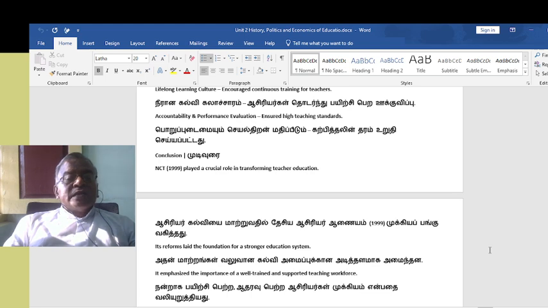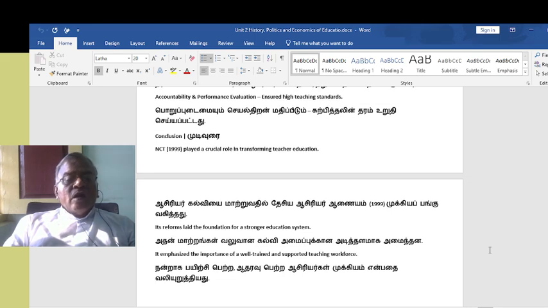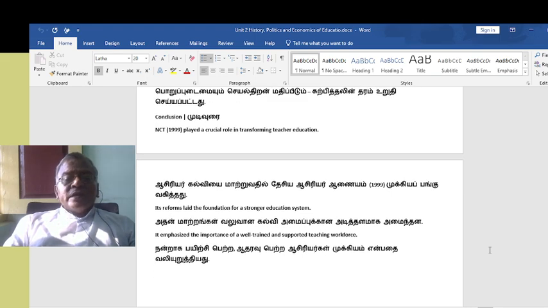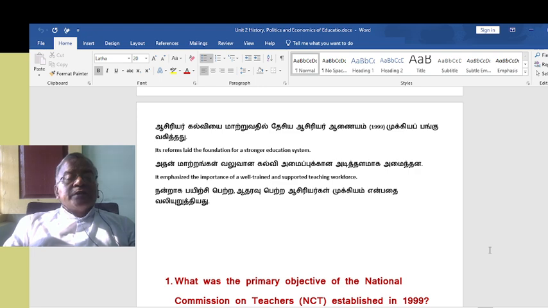What can we say in the conclusion? NCT 1999 played a crucial role in transforming teacher education. Its reforms laid the foundation for a stronger education system. Next, it emphasized the importance of a well-trained and supported teaching workforce.